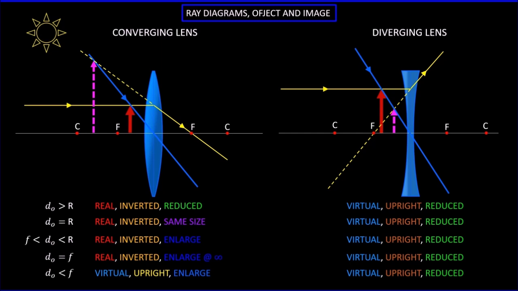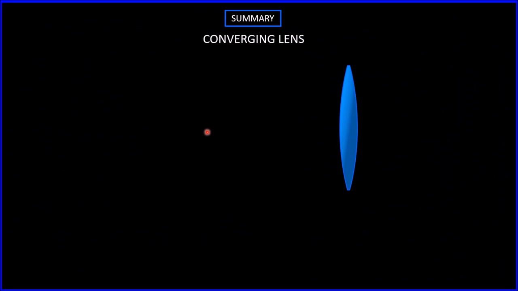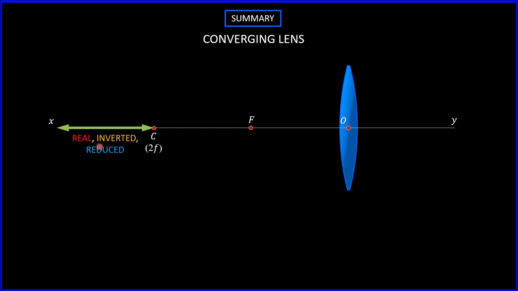For the converging lens, we need to summarize. Now we summarize the converging lens. This is a converging lens. Point C, the center of curvature. Point F, the focal point. If we place the object from infinity to C on the green arrow, the image produced by the convergent lens is real, inverted, reduced. Real: the image is in the back of the lens.